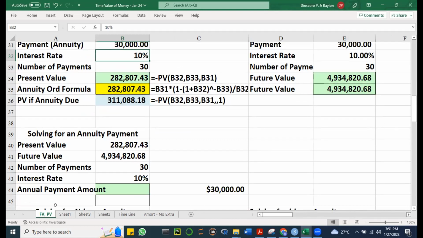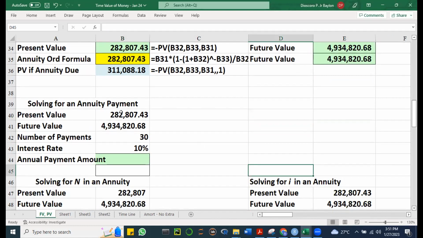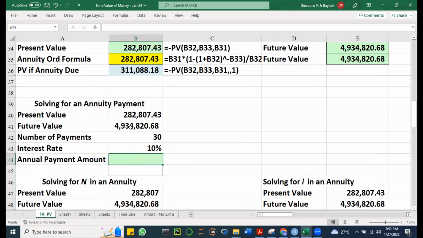Okay. How about this? I think kindly delete the answer here, please. I should not have given that to you. This time we're given either 282,807, which came from the present value there, or 4,934, the future value. 30 years and 10%. How much should be the annuity payment? Assuming ordinary annuity.